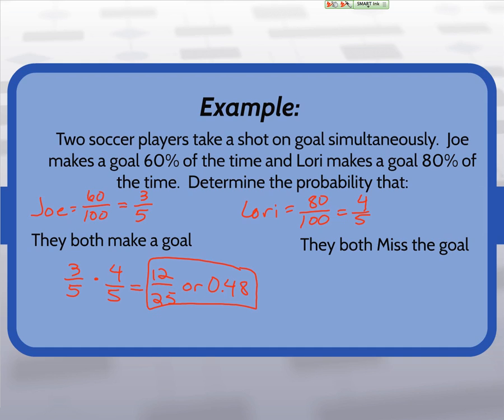Other questions on that one? So what about missing a goal? If Joe makes 3 out of 5 goals, how many does he miss? 2 out of 5. Okay. So if Lori makes 4 out of 5, how many does she miss? 1. Do those numbers make sense to you guys? Okay, so then we would use those. Joe missing the goal is 2 out of 5. Lori is 1 out of 5. So I get 2 out of 25, or I think it's 0.08.